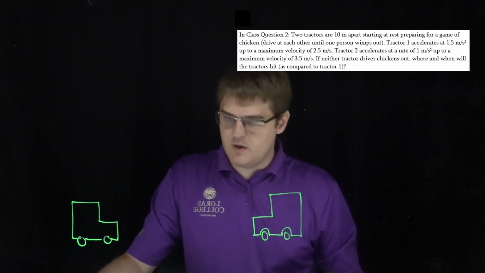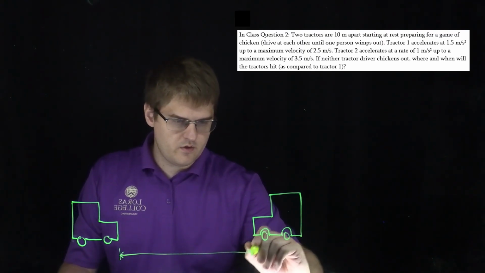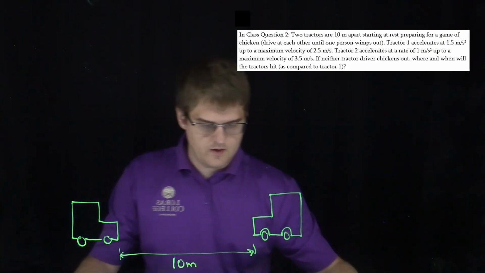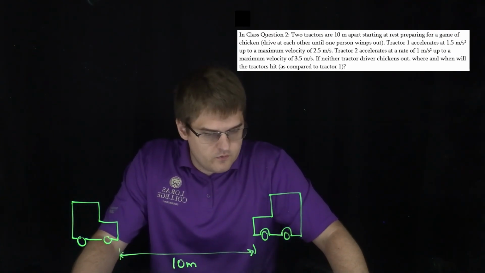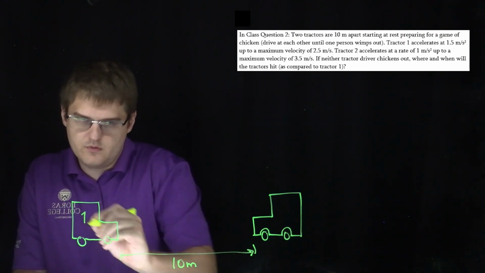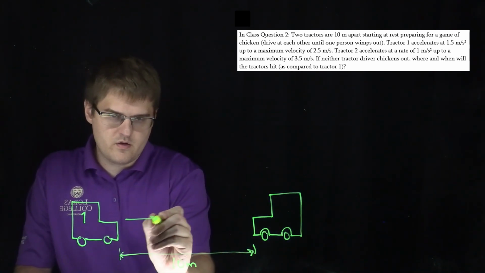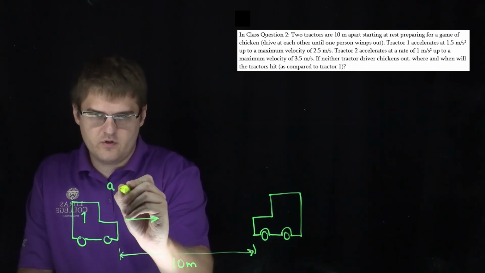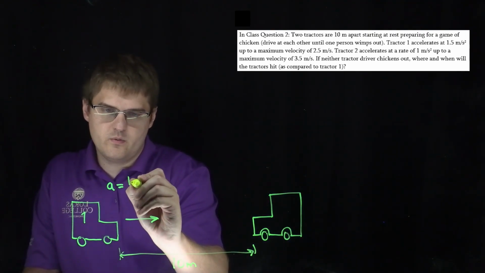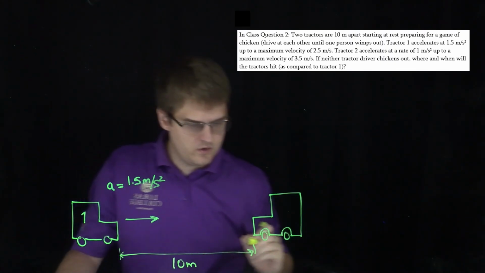They are 10 meters apart at the beginning, so this is what my problem is saying. So the distance between the two is 10 meters. That is still on the board. 10 meters apart for a game of chicken. Tractor 1, we'll call this guy tractor number 1, is accelerating at, so acceleration at 1.5 meters per second squared.